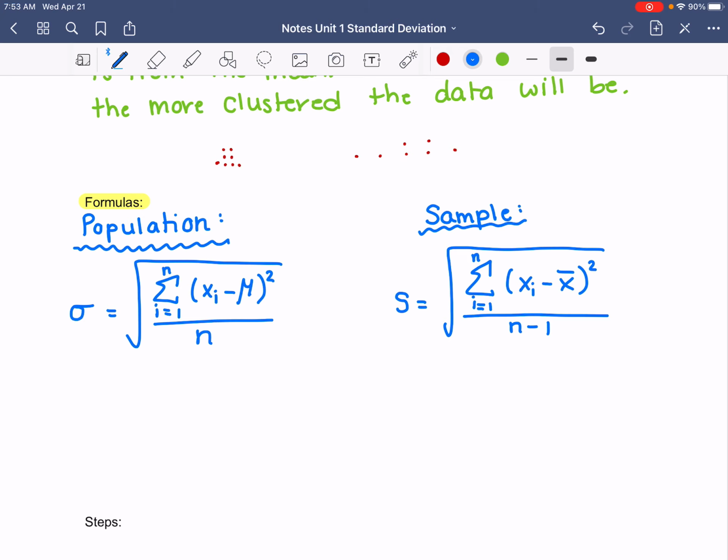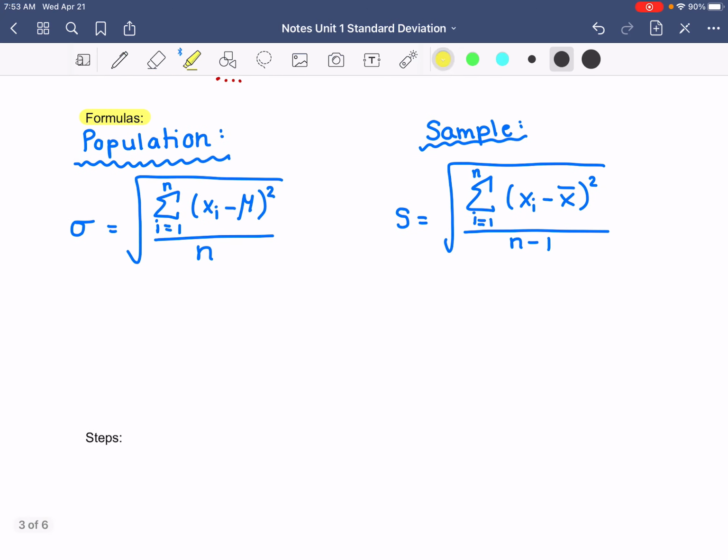So the only difference is that this one's mu, which is the mean for the population. This is x bar, which is just the mean of a sample. Here you have n on the bottom. Here you have n minus 1. So what this whole formula means is you subtract each data piece minus the mean, then you square each of those pieces, and then you divide that by how many terms there are, and then you take the square root.